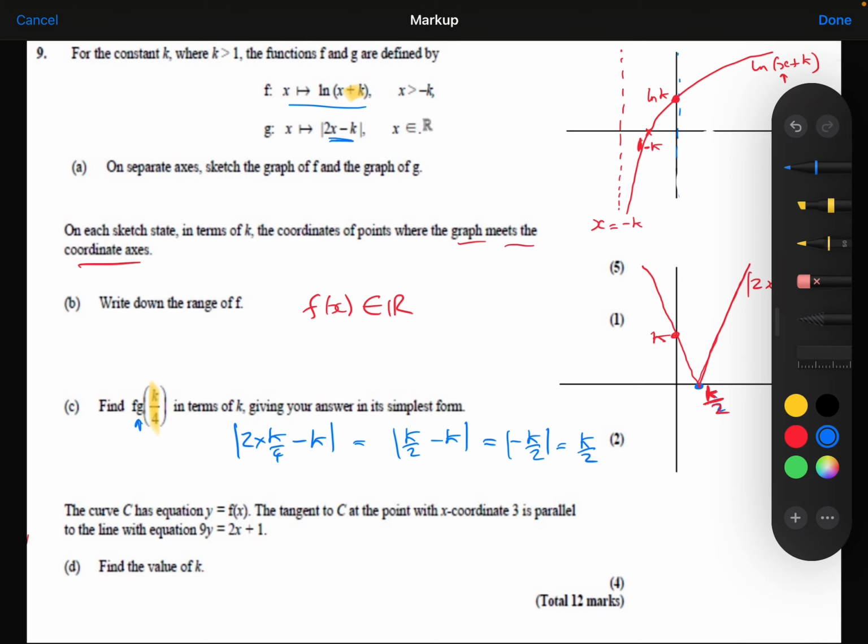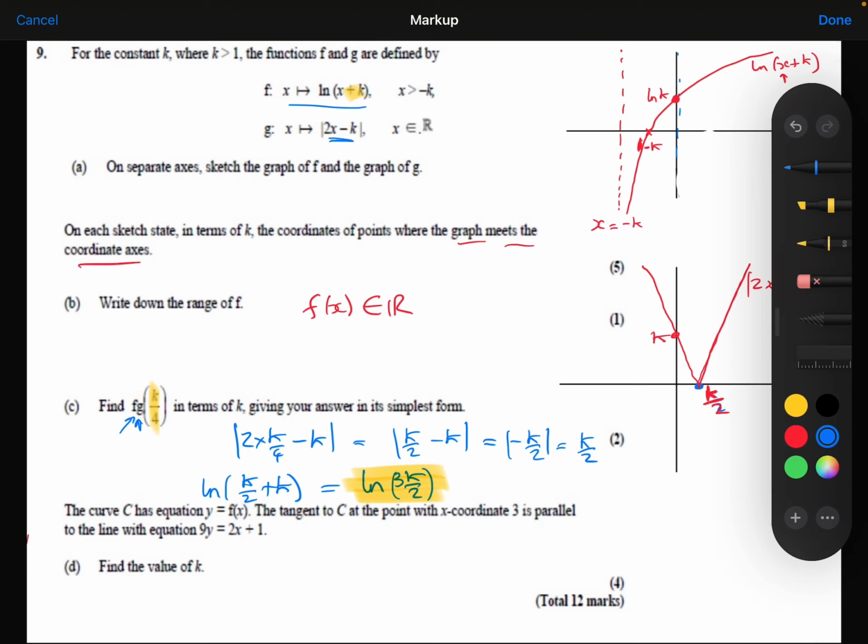I now need to substitute that into the f function. So the f function is ln of x plus k. So ln of k over 2 plus k. K over 2 plus k is 3k over 2. And that's pretty much the simplest form that I can give my answer in. So that's my answer for part C.